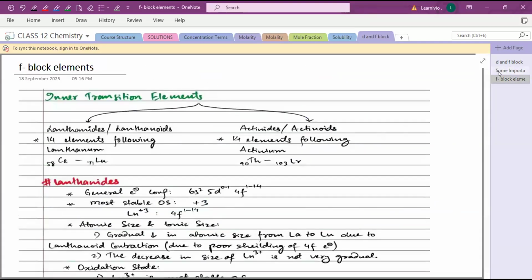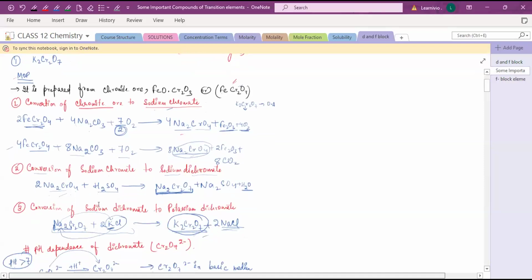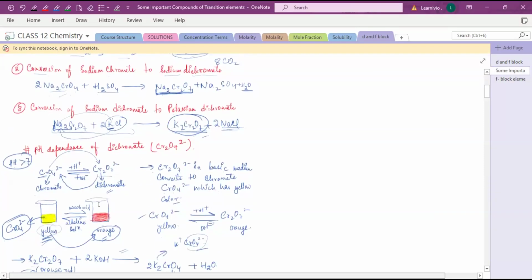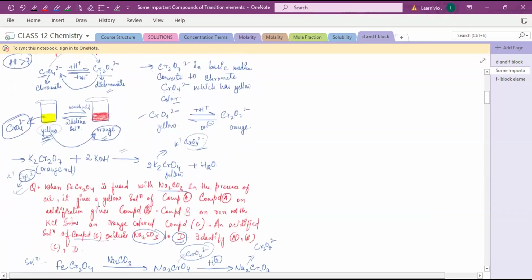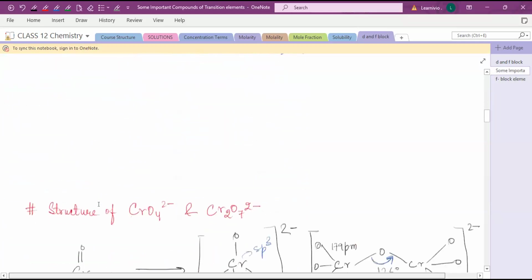Okay, so that's all about the compounds and transition elements. Please revise the methods of preparation. You should know how to write the methods. The pH dependence is very important. Case-based questions can be asked from this part.